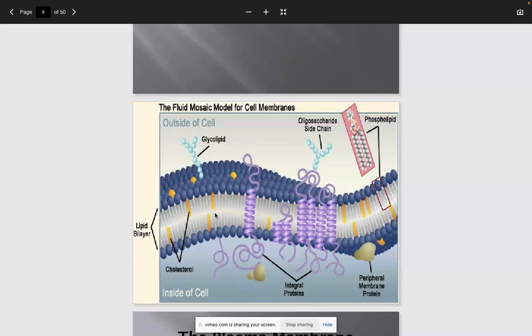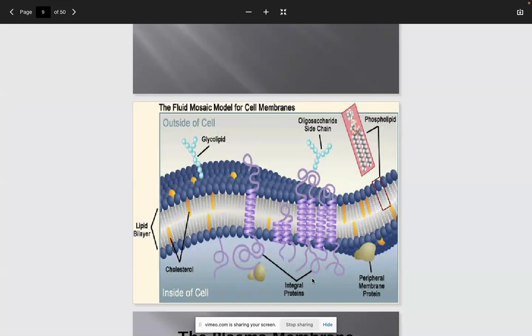But now we're going to start talking about these proteins that are also present within the cell membrane themselves. So there are different types of proteins here. You have a peripheral protein. As its name implies, it's on the periphery. And that kind of makes sense if you think about it. It's on the periphery, so we'll call it a peripheral protein.